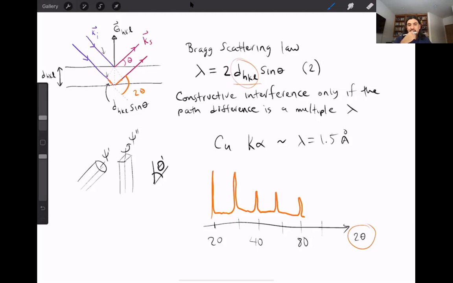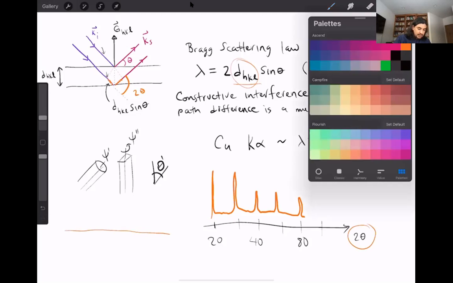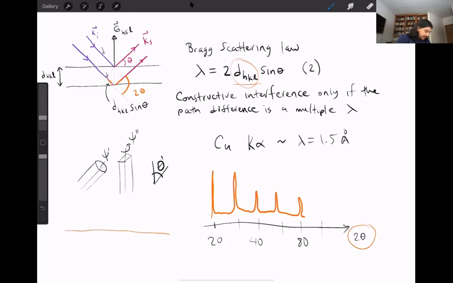There's another technique though. This is your film, and your X-rays come in at a really low angle right here. So this is the angle that you would have there. You just do this profile at very low angles, and that can tell you how much material you have deposited, because it's coming in at a low angle. But it's a slightly different technique.